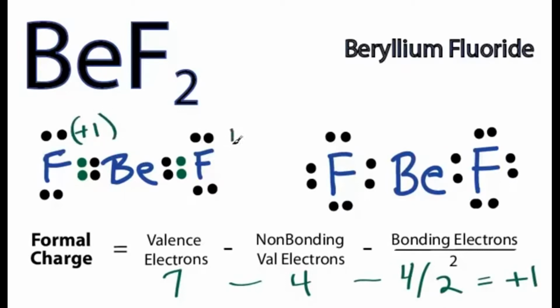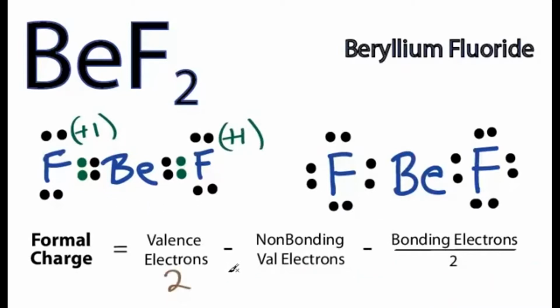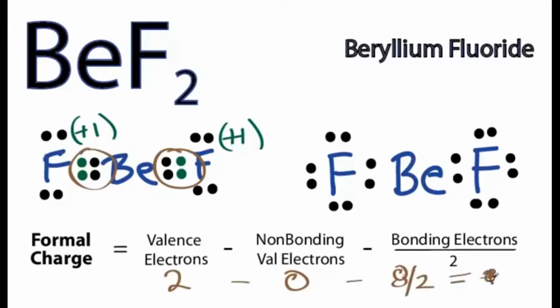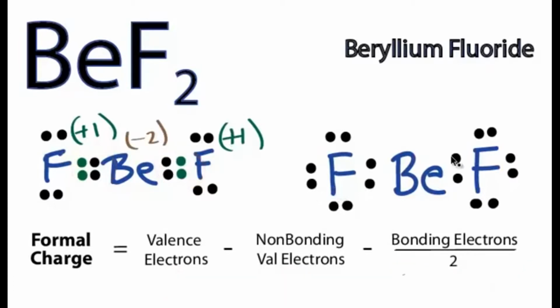And this fluorine over here has the same format, so it is also a +1. For the beryllium, we have 2 valence electrons minus non-bonding. They're all involved in bonds. And then minus bonding, 8 over 2. 2 minus 8 over 2 gives us actually a -2. So the formal charge on beryllium is -2.